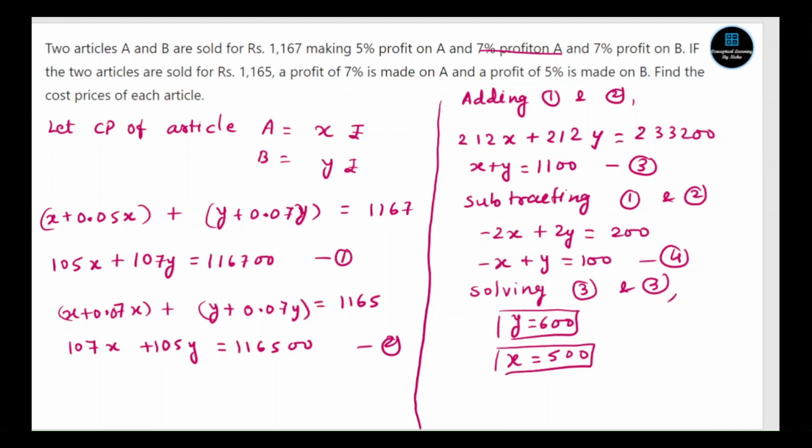So we got the cost price of both the articles. So you have to write the final answer. So write the final answer. This is the CP of article B and CP of article A. Right? Perfect.